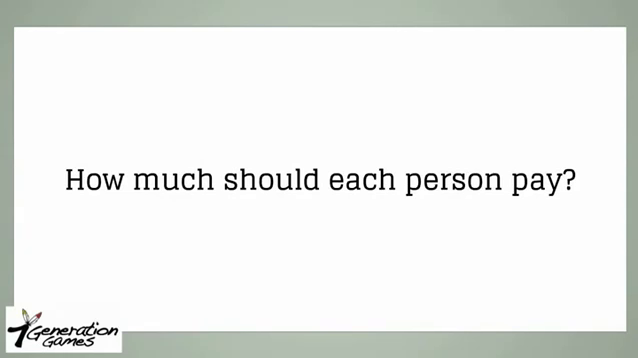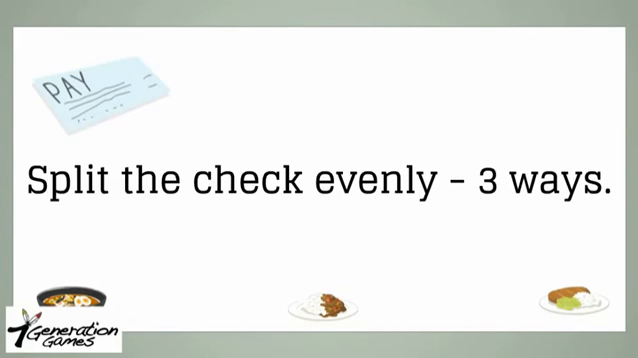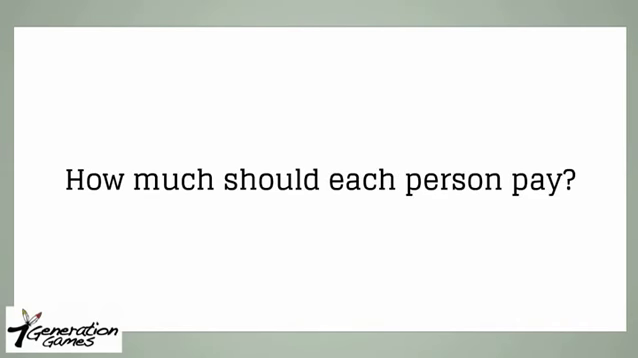Now, let's go directly to the end. How much should each person pay? That's the question we need to answer. Again, you're presented with the information: the cost of Devin, Sarah, and Margot's lunch, as well as the fact that the 3 friends want to evenly split the bill 3 ways. And, as we've already seen, the last part of the problem is the actual question that we're being asked to answer. How much should each person pay?